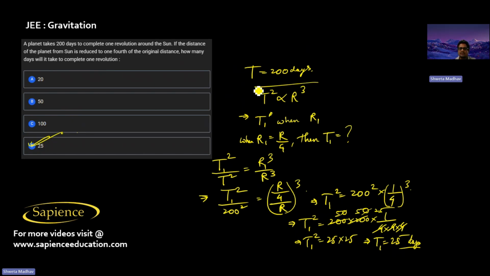So here we are applying Kepler's law of periods. It says that the square of the time period of revolution is proportional to the cube of the orbital radius of the planet around the sun.